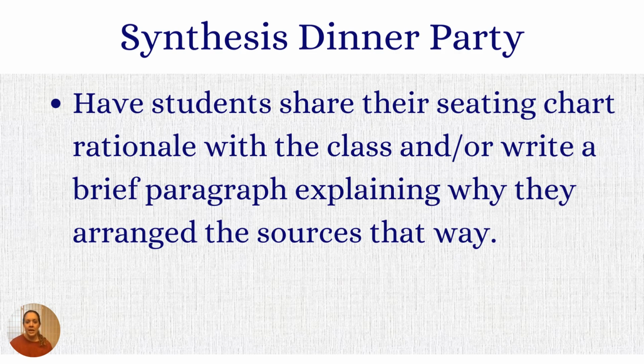So they would say something like, we put sources A and E at opposite ends of the table because, and then they would say why. And then they might say, we sat source B next to source A because, and they would explain why. So we're not looking for this super sophisticated paragraph in terms of their word choice and syntax and things like that. I just want to know why they put the sources in that particular order.